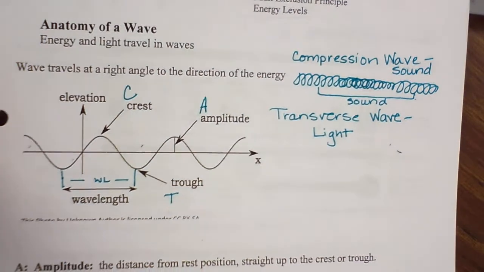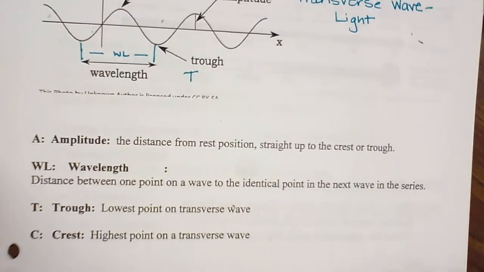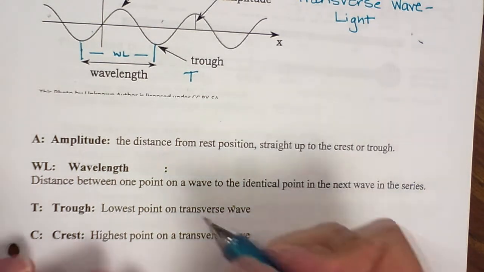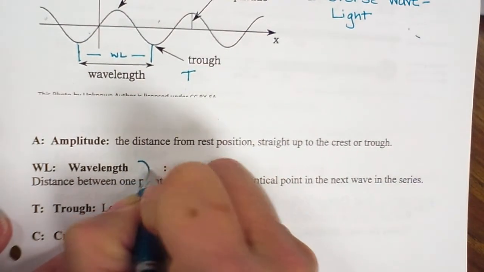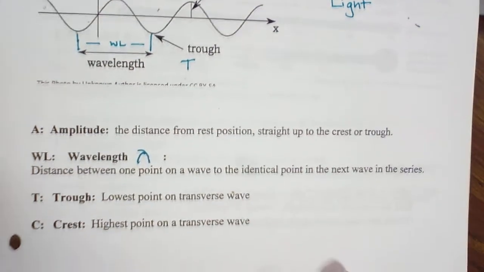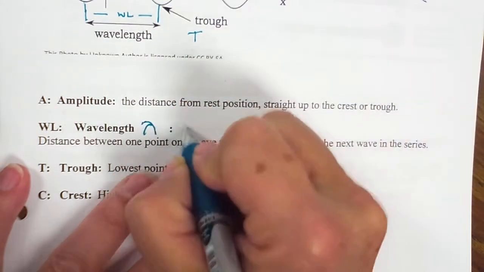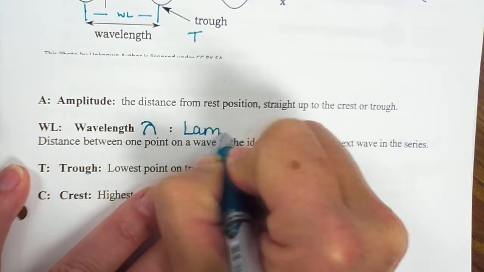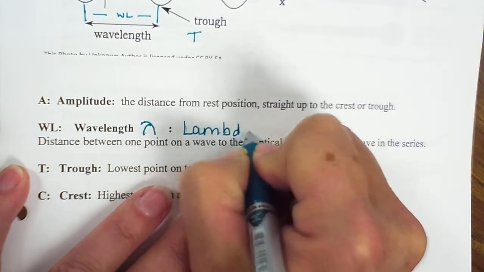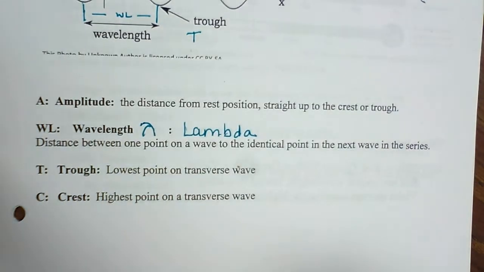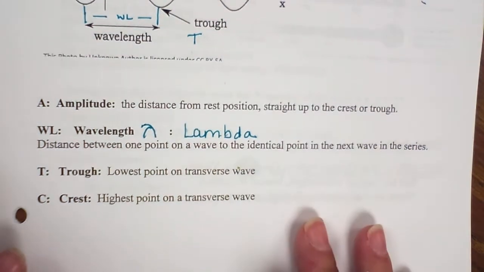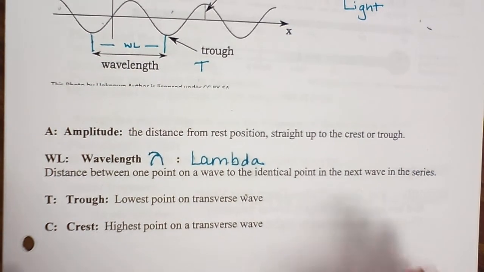So wavelength is very important, and so we have a special symbol that we use. It's called a lambda. It's a Greek symbol, lambda, spelled L-A-M-B-D-A. So lambda represents the wavelength, and we're going to be using that quite a bit in this portion of the unit, all right?